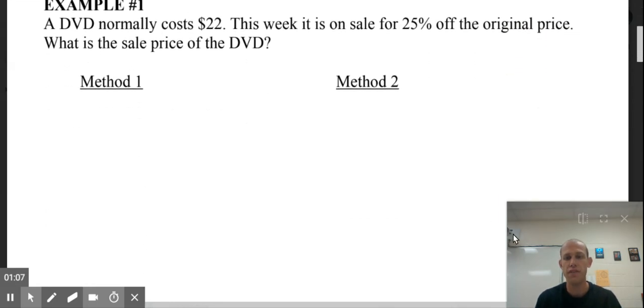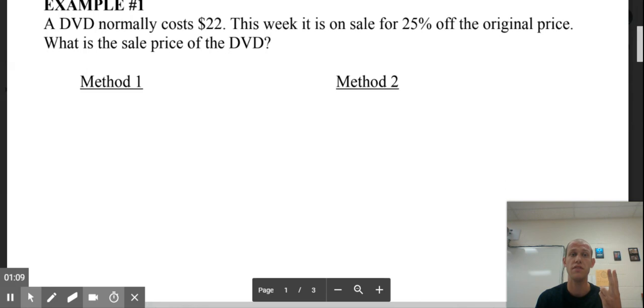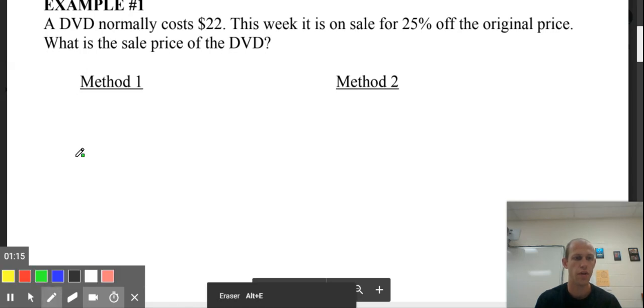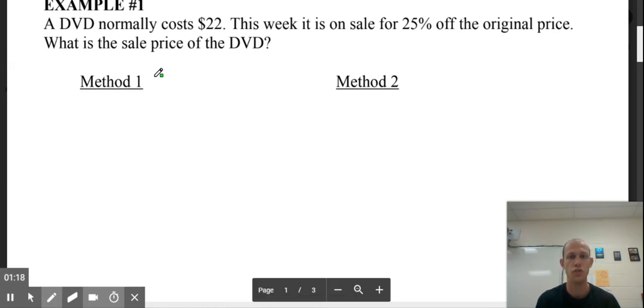We do have two methods to this, and actually they're the same two methods that we've been using for our tip, our sales tax, and our markup method. So let's start with those. The first method is to find the discount and then take it off. So we got to find the discount and then take it off.